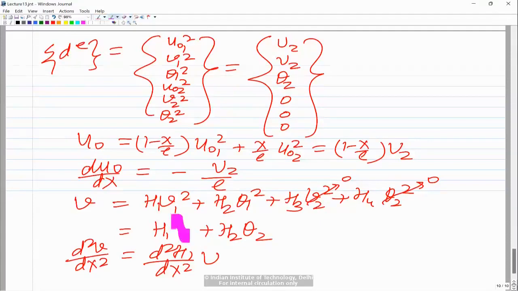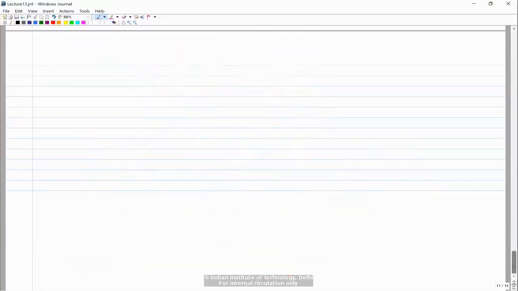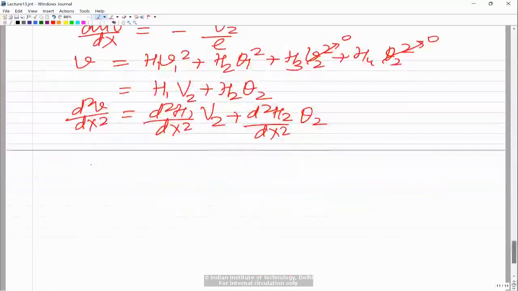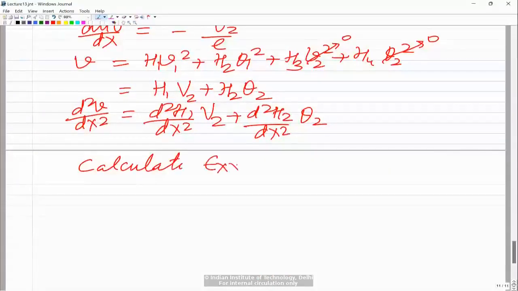So this is capital V2. So this is also capital V2 plus d2h2 by dx square into theta 2. So these are straightforward calculations, and once you have done this, you can calculate in a similar manner, the way we did for the first element, epsilon xx and sigma xx at any point within the element.